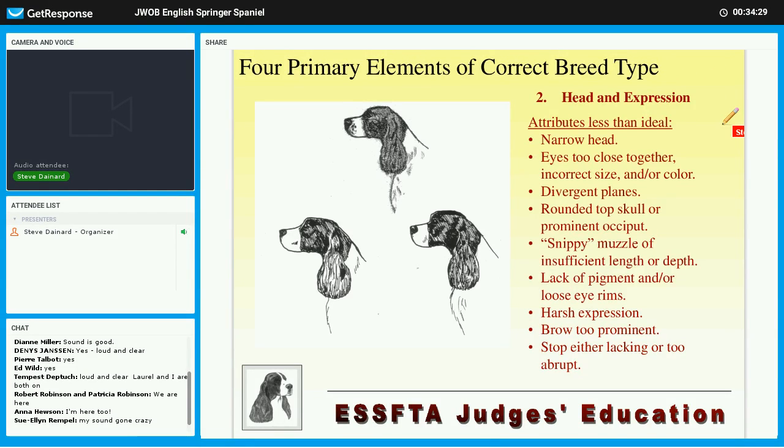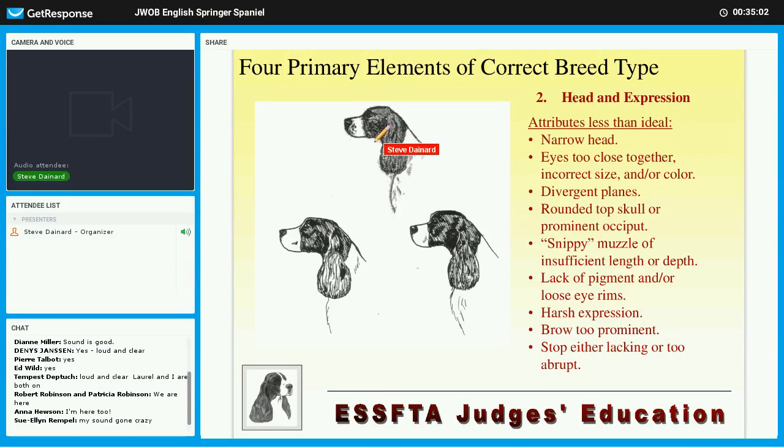so these issues are less than ideal. Okay, we're not looking for a narrow head. Okay, we're not looking for eyes to be too close together or an incorrect color. This seems to be a little bit of an extreme to me, but really the point is that we're not looking for diverging planes. Okay, so again, approximating parallel, I would suggest to you is more ideal.